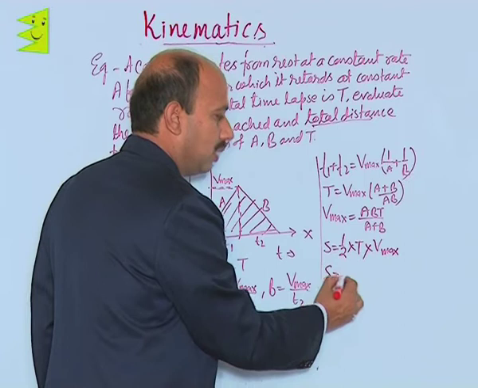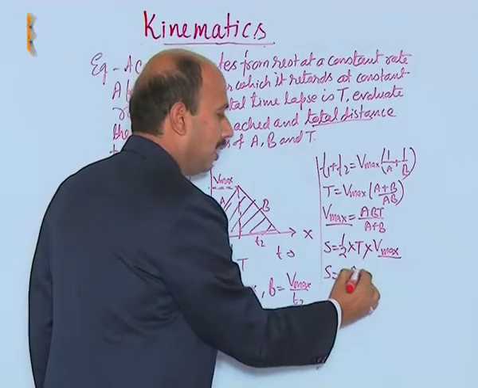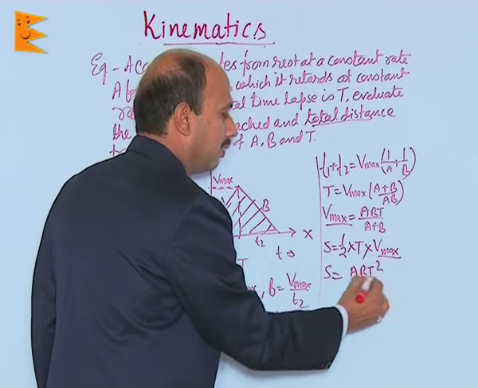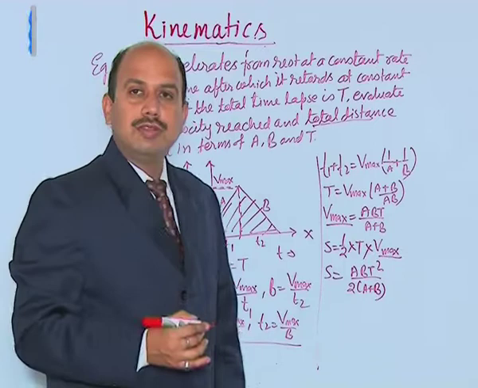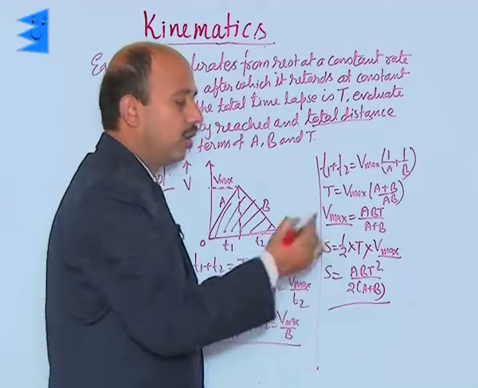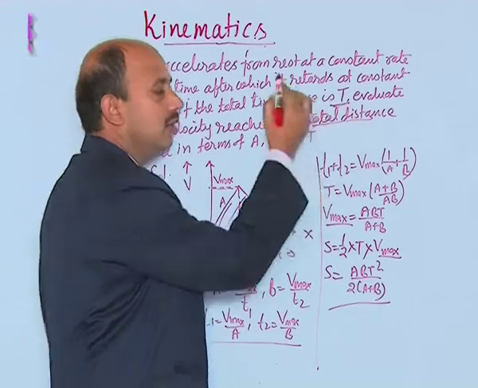So s is equal to, just replace the value of v max from here, we will get a b t square divided by twice of a plus b. So this is the total distance travelled by the body in the total time lapse, that is capital T.